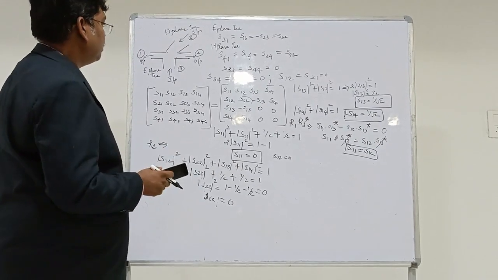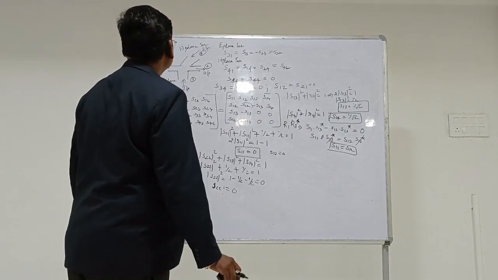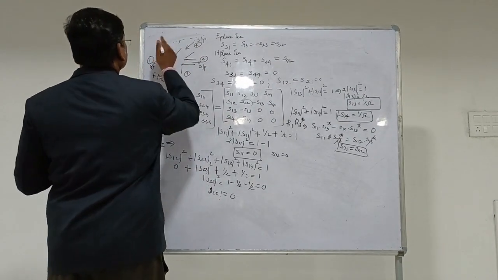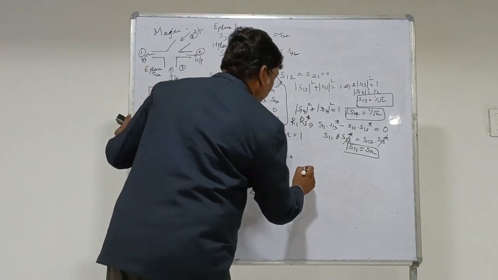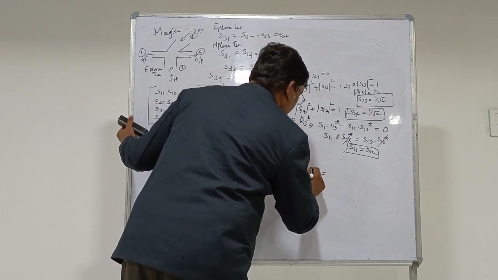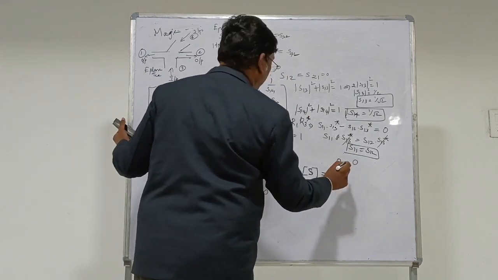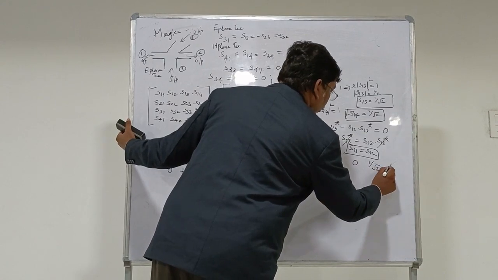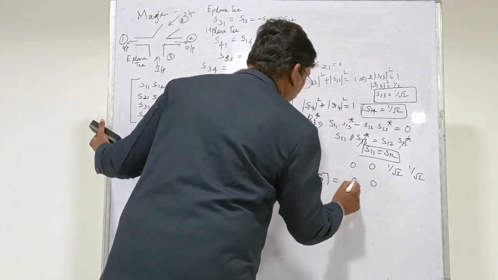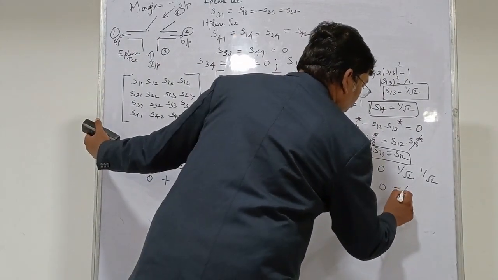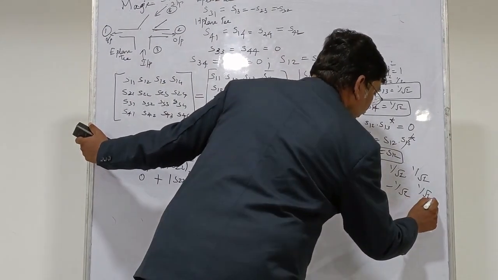So now I can frame the S matrix of the 4-port network, the magic T. The S matrix will be represented as: S11 is equal to 0, S12 is equal to 0, S13 is equal to 1 by root 2, S14 is equal to 1 by root 2. In a similar manner in the second row, S21 is equal to 0, S22 is equal to 0, and this is minus 1 by root 2, because this is minus S13, and S24 is equal to 1 by root 2.